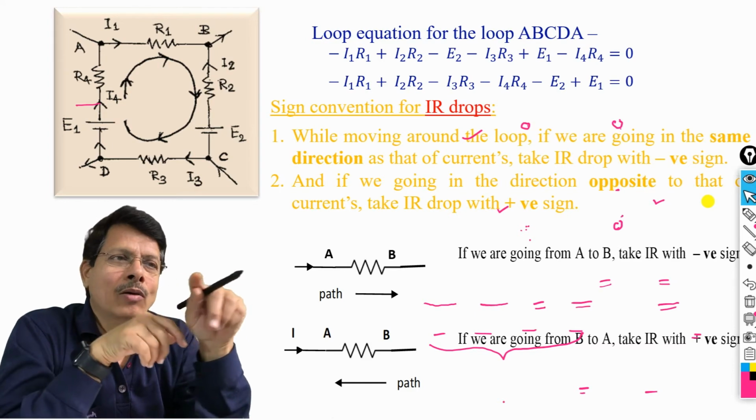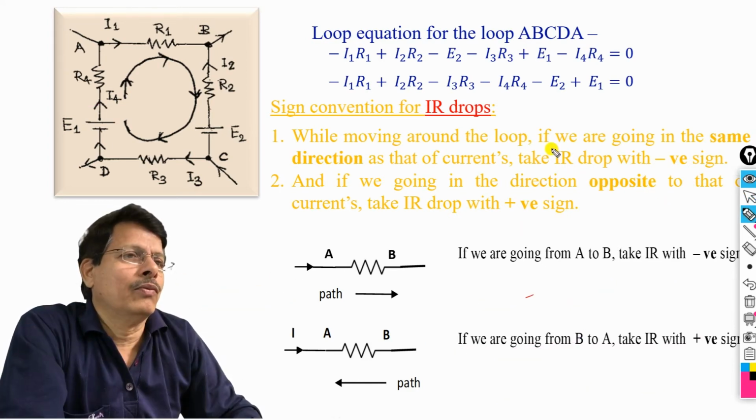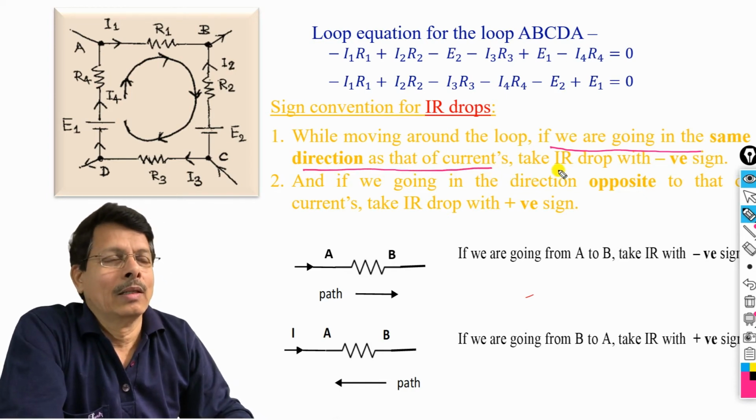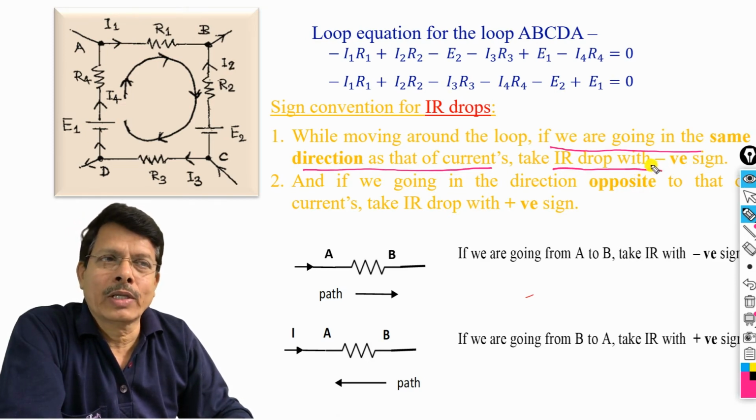While moving around the loop, if we are going in the same direction as that of currents, then that particular IR drop should be taken with negative sign.